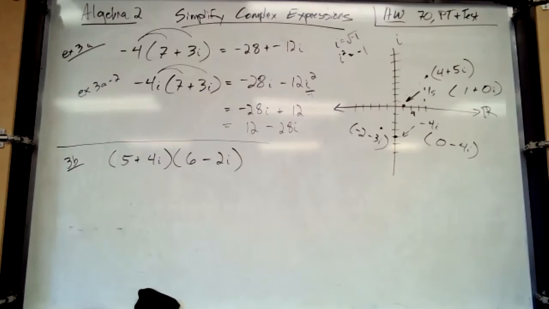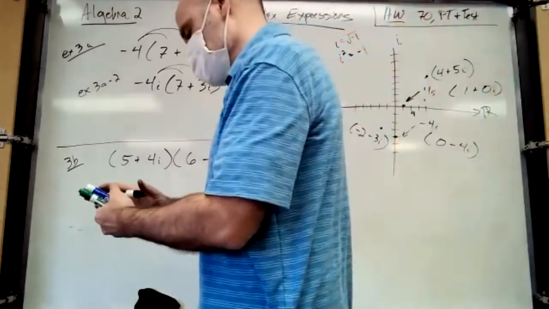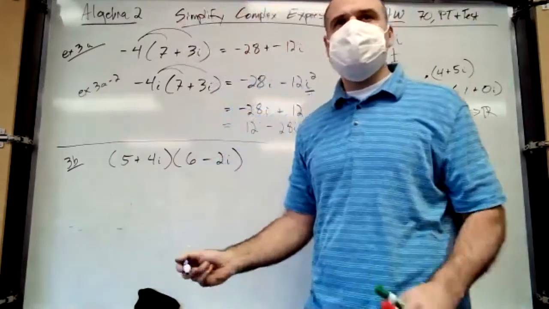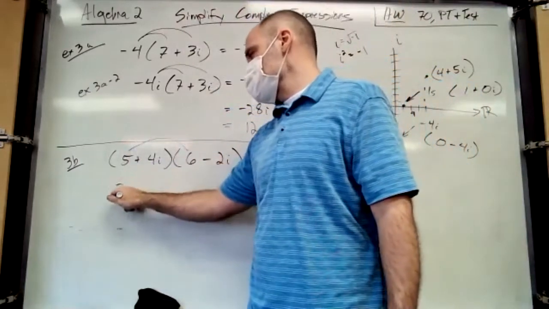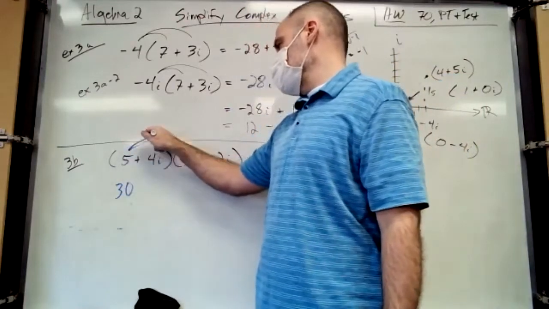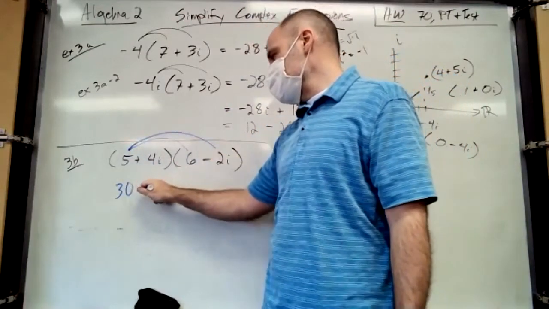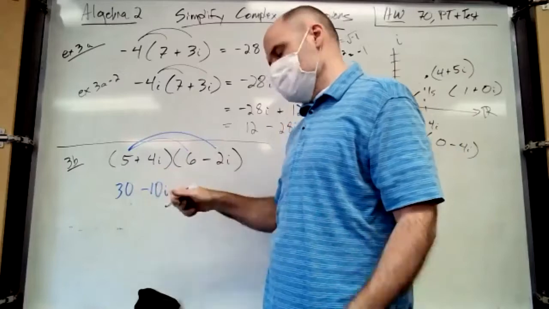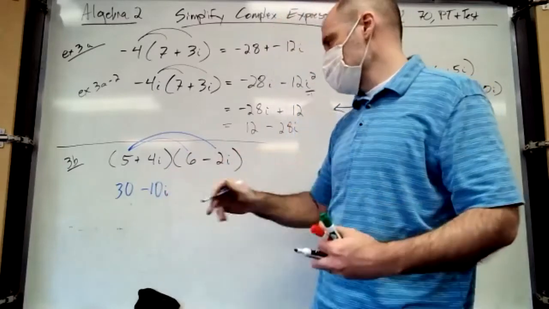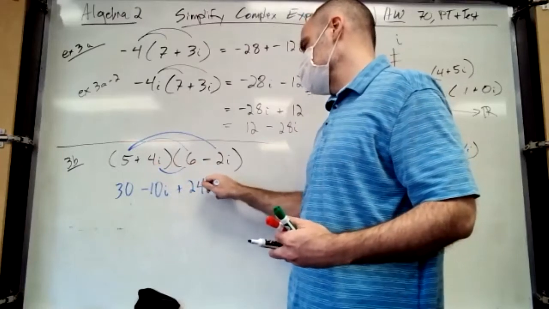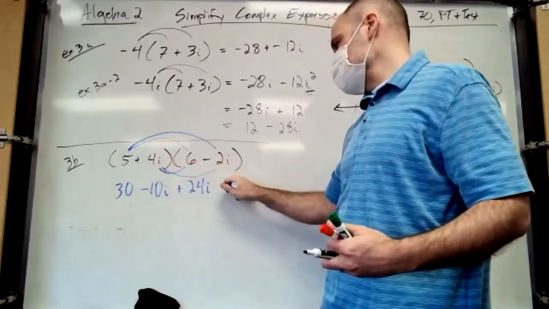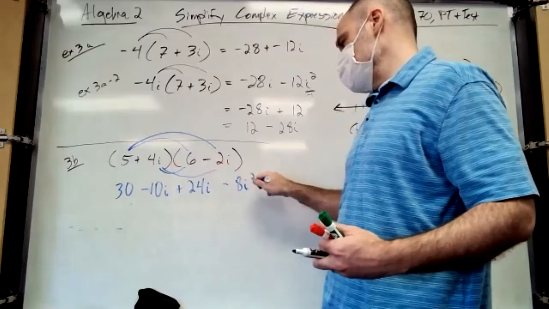You said 30 plus 8i. Well, let's see. I'm going to FOIL this out. First thing I'm going to do, 5 times 6 is 30, right? 5 times negative 2i is negative 10i. So this is just Algebra 1, right? And then that's a 24i, right? And then you get a negative 8i squared.